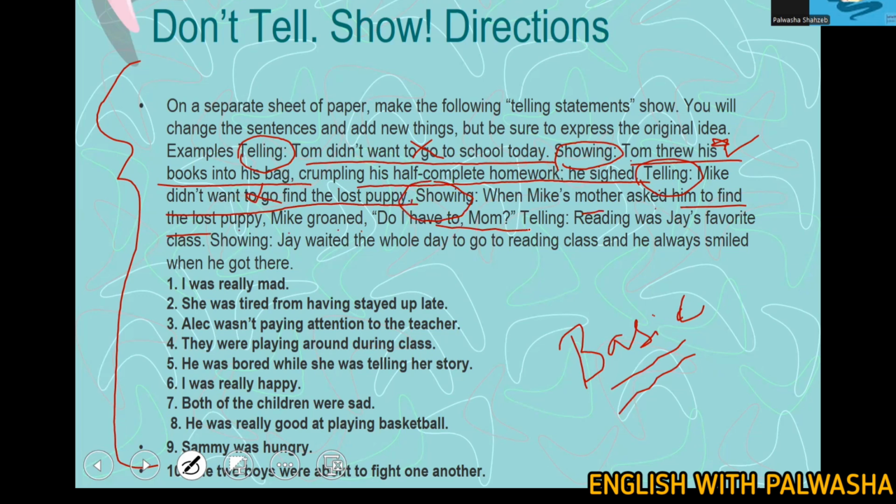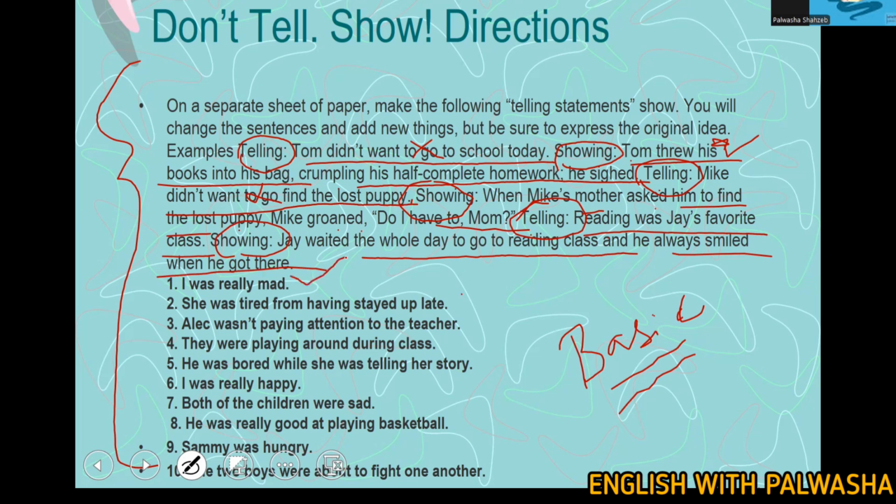राइट. रीडिंग, अब ये देखो, इसको हम एक और देते हैं एग्जांपल. Reading was Jay's favorite class. अब रीडिंग हमारी फेवरेट क्लास है, बहुत बेसिक सेंटेंस है. शोइंग में लेकर आओ. Jay waited the whole day to go to reading class and he always smiled when he got there. Or he felt over the moon when he stepped inside the class. कुछ इस type के sentences can make you win.